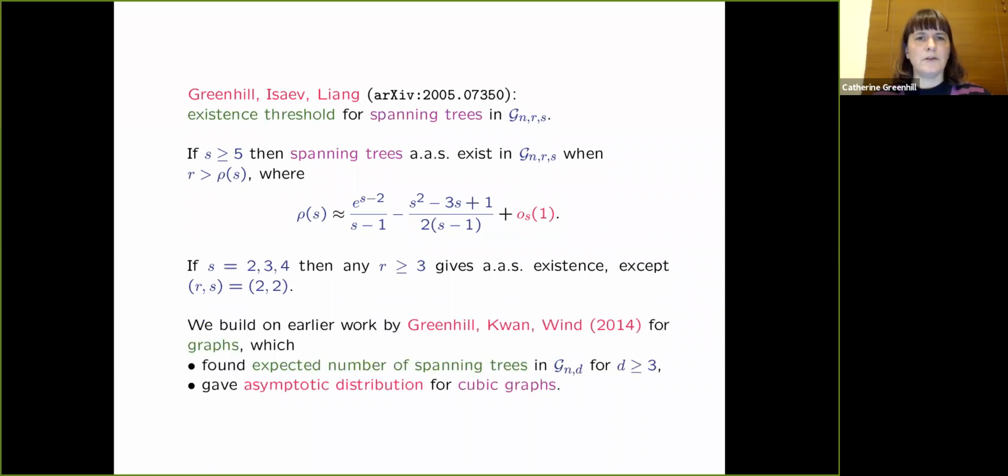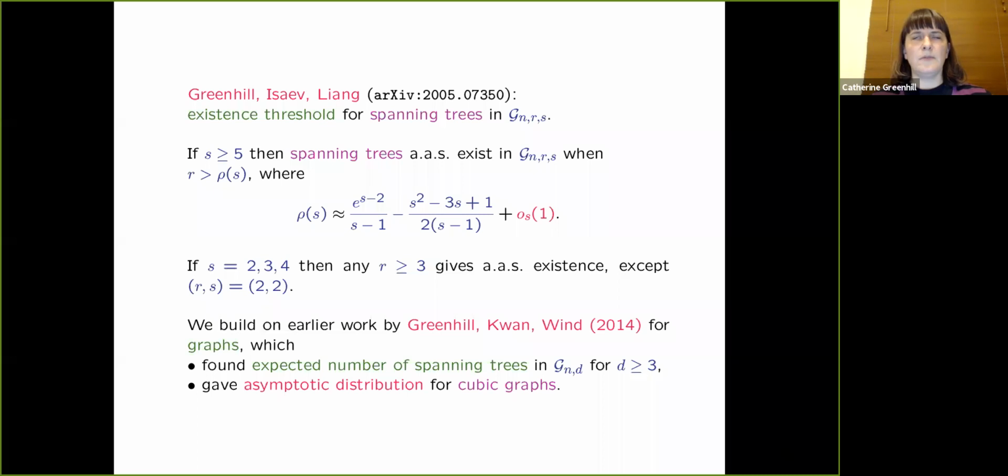So we built, in doing this, on an earlier paper of myself with a former UNSW undergraduate called Matthew Kwan and David Wind, who was an exchange student from Denmark. We were looking at the graph case, and we got almost all of the details of the small subgraph conditioning, except that final second moment step we could only push through for cubic graphs. So we've got the full distribution for cubic graphs.